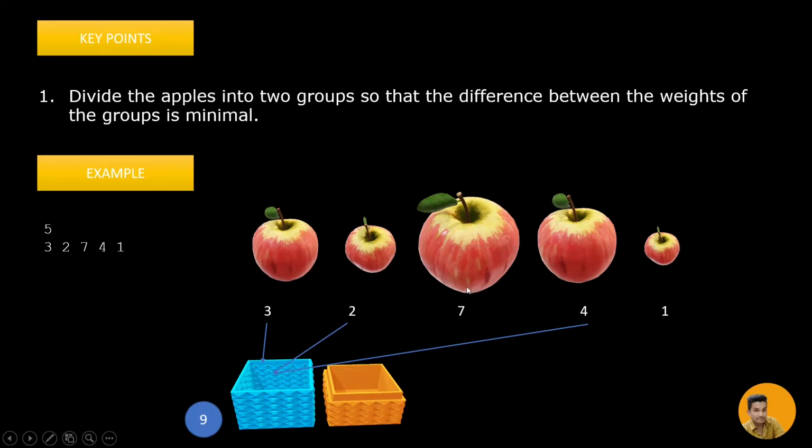Now the third and the last one, 7 and 1, we will put in the orange crate. This is 8. So we have successfully divided them into two groups, and 9 minus 8 is 1. So this is the minimum possible difference. Any other arrangement would not give less than 1.